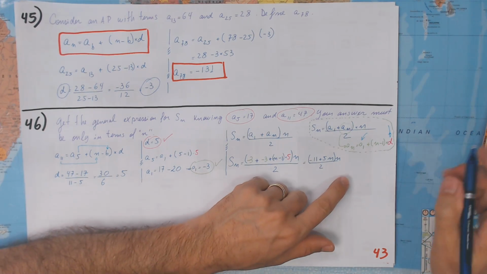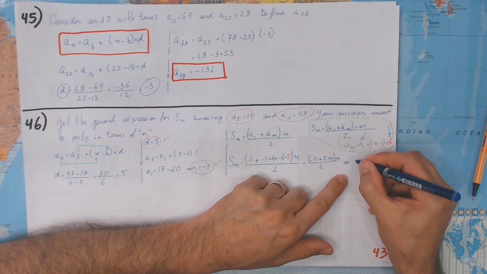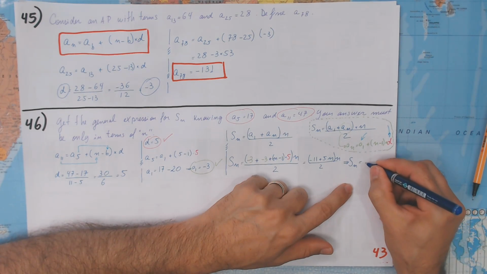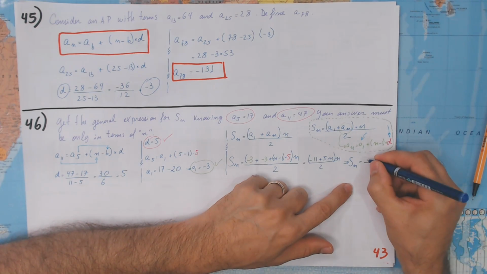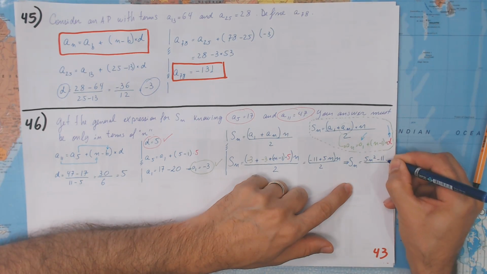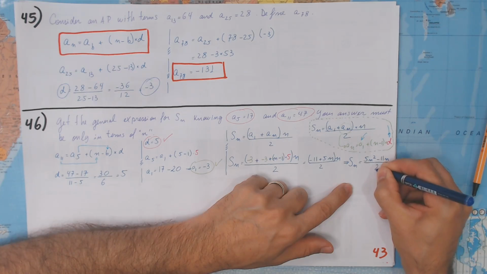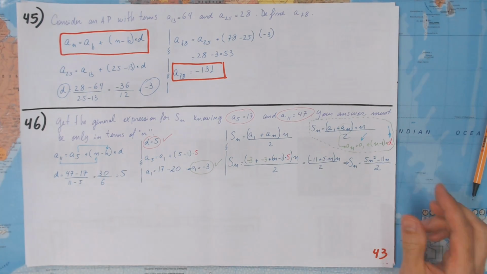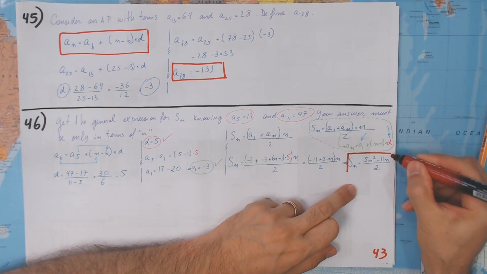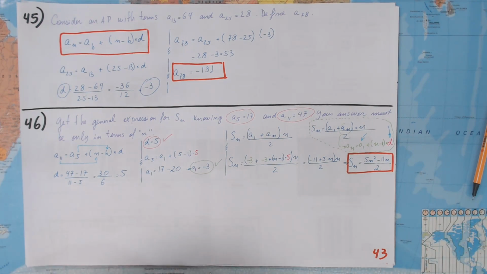So in the end our equation is going to be (5n squared minus 11n) divided by 2, and that's it. This is going to be our final answer in terms of n. That's what was being asked. No big deal, right?